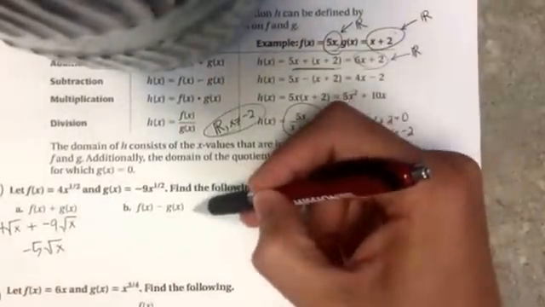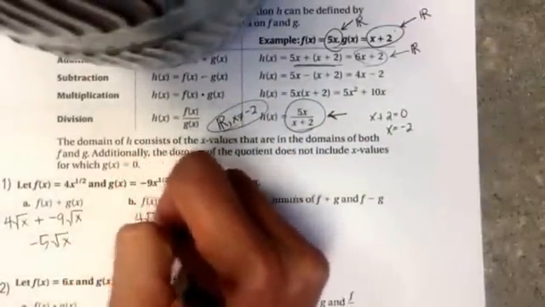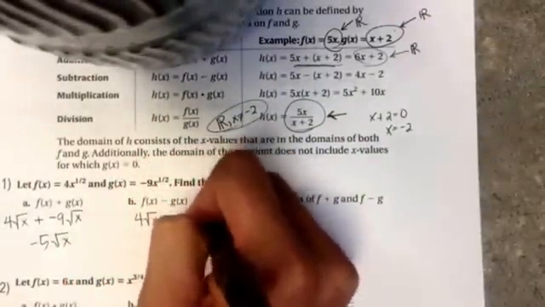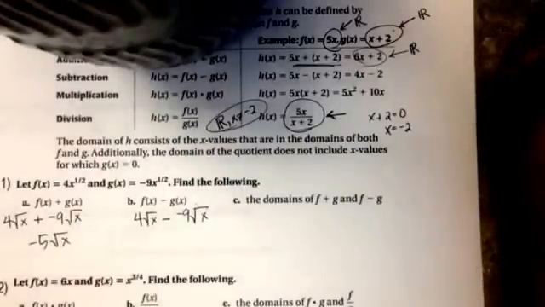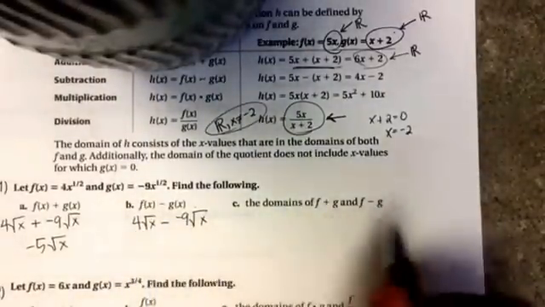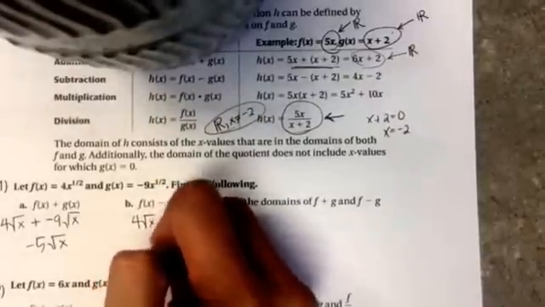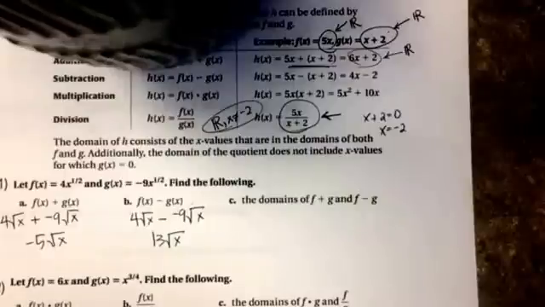The exact same process takes place for the subtraction operation. So 4 square root of x minus negative 9 square root of x. Since the radicals are the same, all I have to do is combine the numbers in the front. 4 minus negative 9 would become 13 square root of x. Subtracting a negative is the same thing as adding a positive.